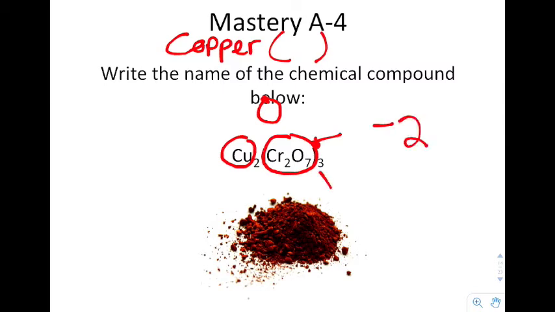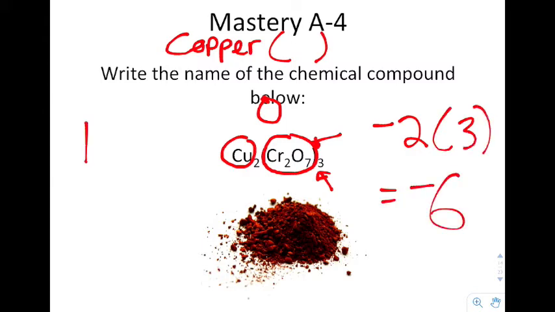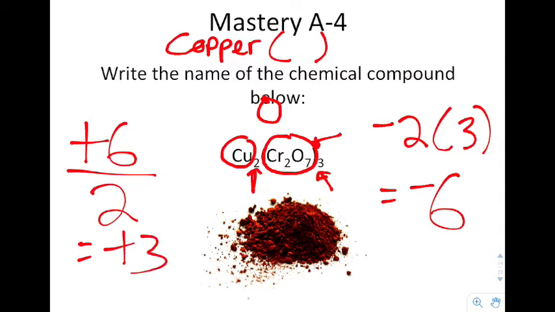-2. But there are 3 of them. So because of that, the total charge on the right is -6, which means the total charge on the left has to be +6, because it has to cancel out to 0. But this time there are 2 coppers. Because there are 2 coppers, not each one of them is going to have a charge of 6. Instead, they have to have a total charge of 6, which means that each one of them has to have a charge of +3. So I'd write it as copper 3. And then this right here I get from the polyatomic naming list is dichromate.